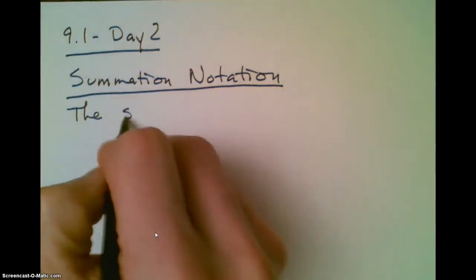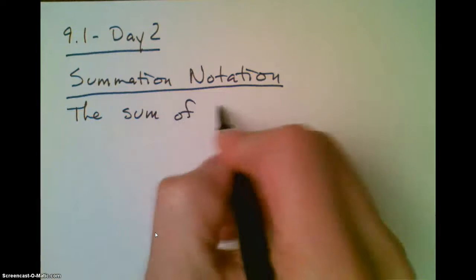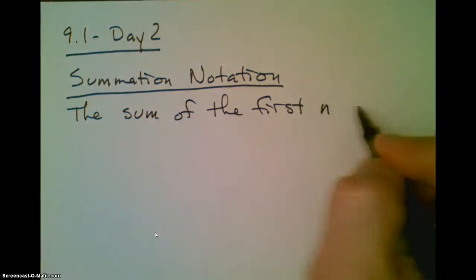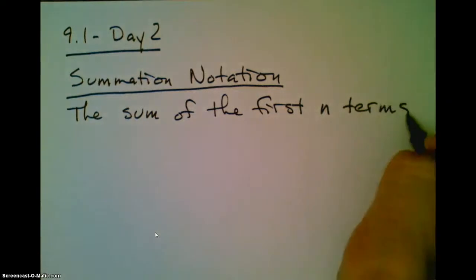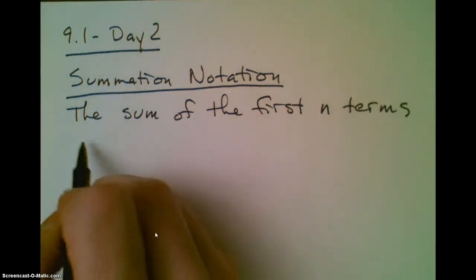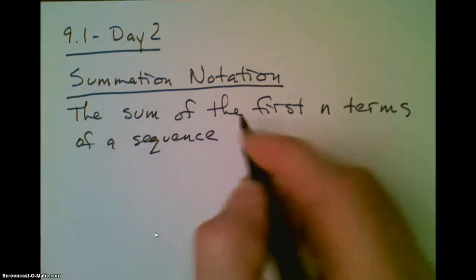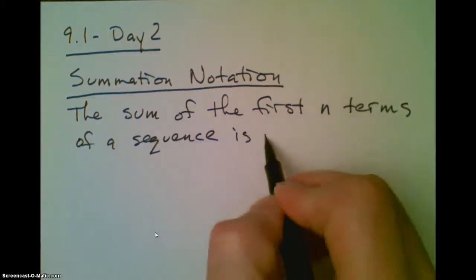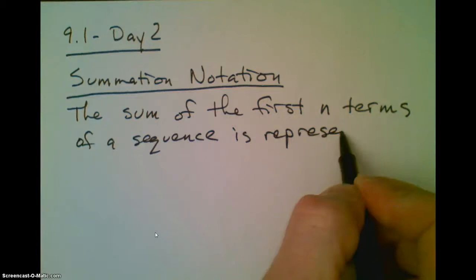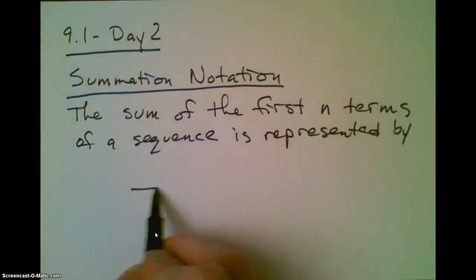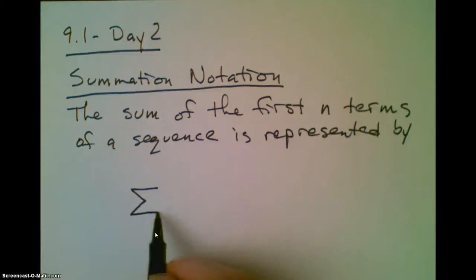So, first a little definition. The sum of the first n terms of a sequence is represented by, so we're going to use this big Greek letter called sigma, which we use for sums.